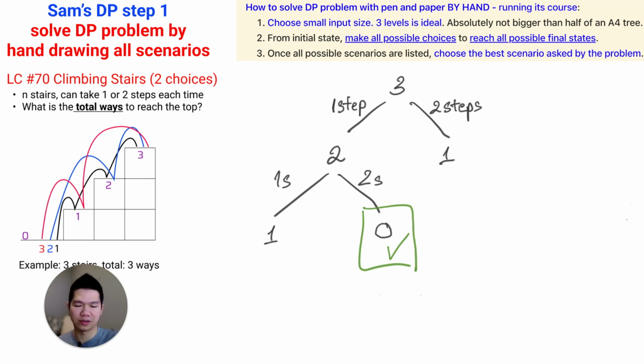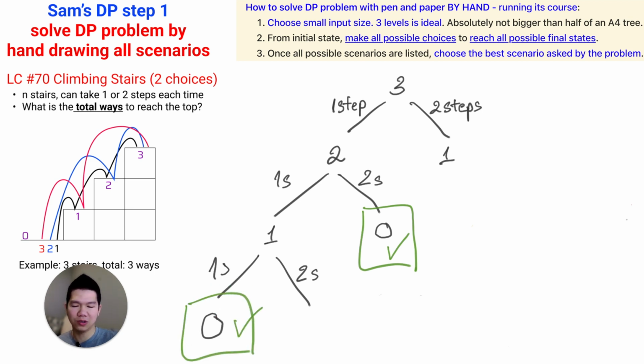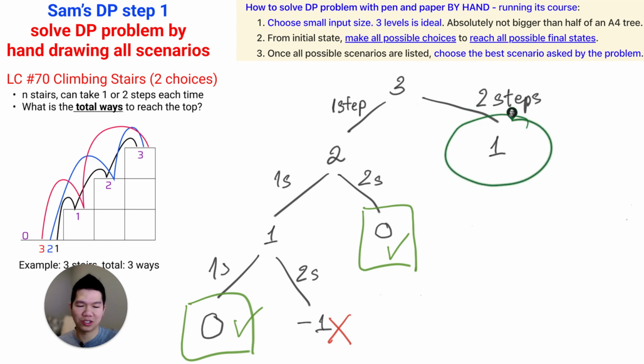But from 1, we're going to keep making choices of 1 step and 2 steps. If we make 1 step, it's going to give us 0, which is again our desired state. If we make 2 steps from 1, it's going to be underground, which is -1. And that's where we're going to stop. Now we're going to continue with this branch. We're going to make all possible choices to reach all possible final states.